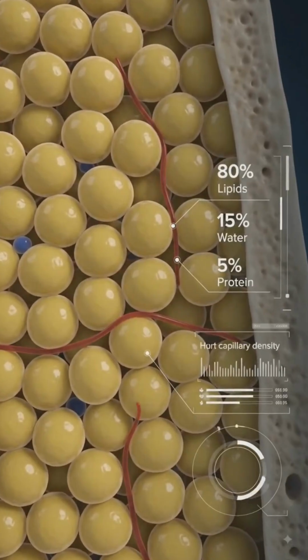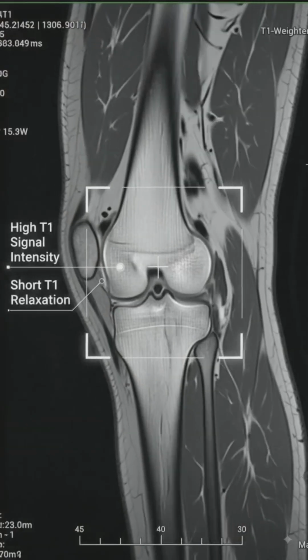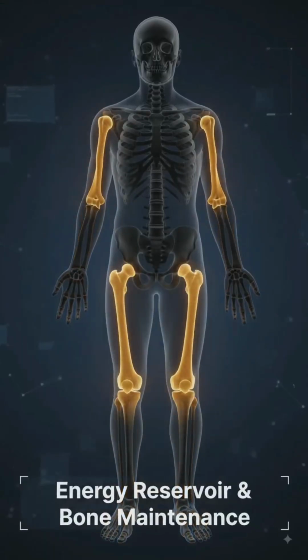Yellow bone marrow serves as a key energy reservoir. It is composed of 80% lipids and fills the long bones. On T1 MRI scans, it exhibits high signal intensity. It replaces red marrow during skeletal growth.